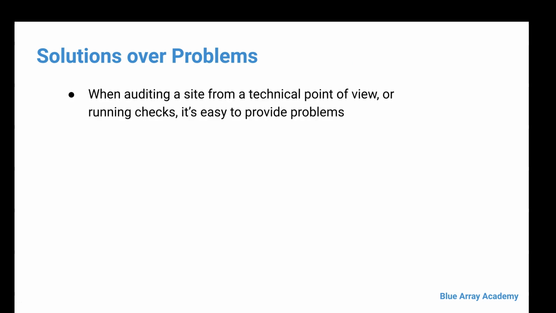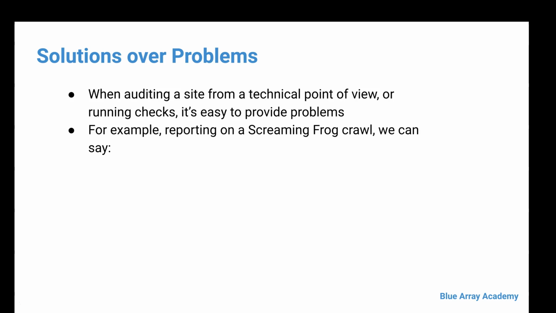When auditing a site from a technical point of view, or when you're running checks, it's pretty easy to provide problems. For example, if we're reporting on a Screaming Frog crawl of a website, we can quite easily say there were 100 404 errors seen in the crawl. This amount of insight, while it's useful to know, is not particularly useful to understanding the why behind the issue.